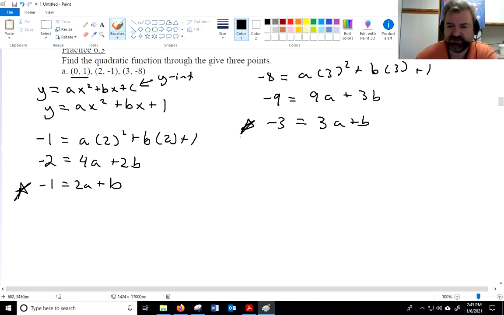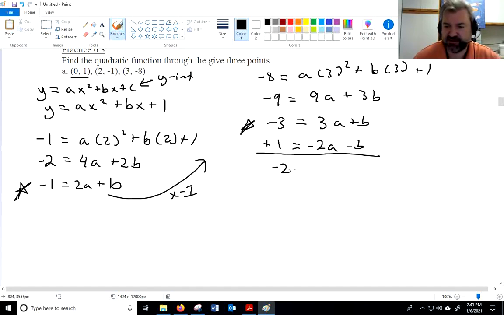So I've got 2 equations, 2 unknowns. Let's solve the system. I'll just rewrite them. Actually, I'm going to take this and I'm going to times it by a -1, okay? So that's going to become a plus 1 is equal to -2a minus b. Add the 2 equations together, and I get -2 is equal to a.